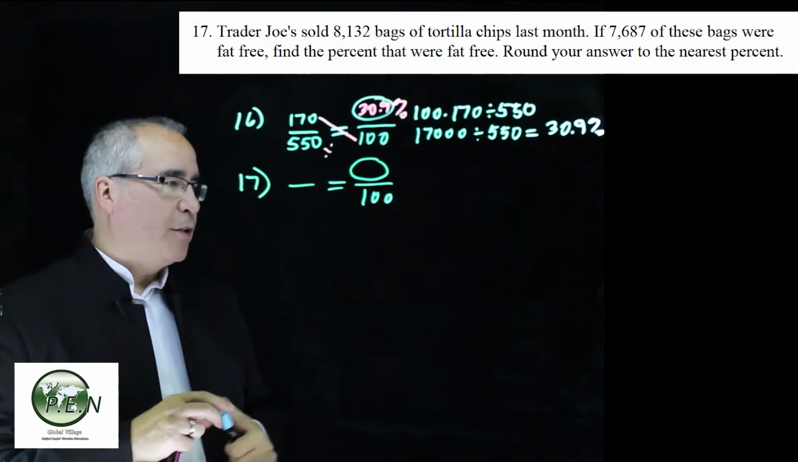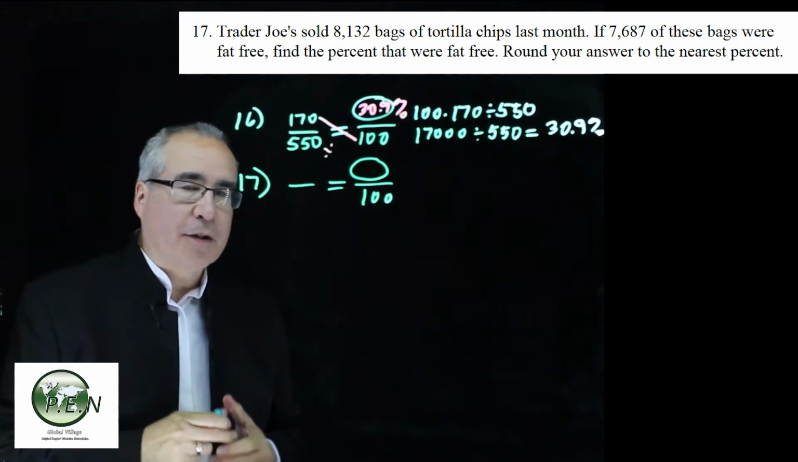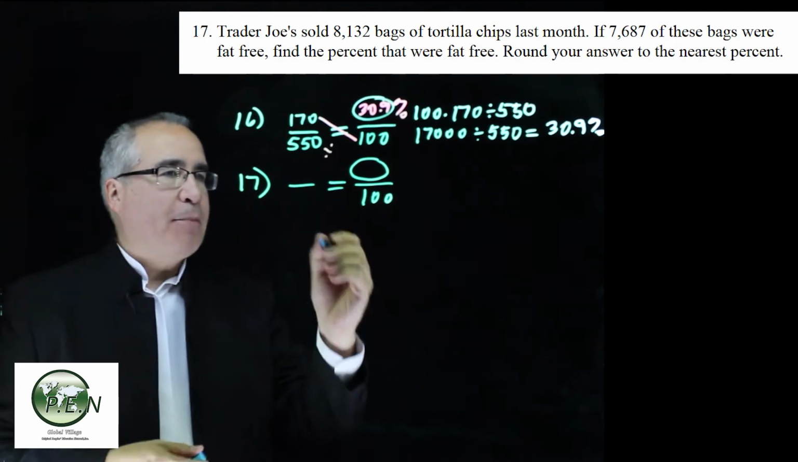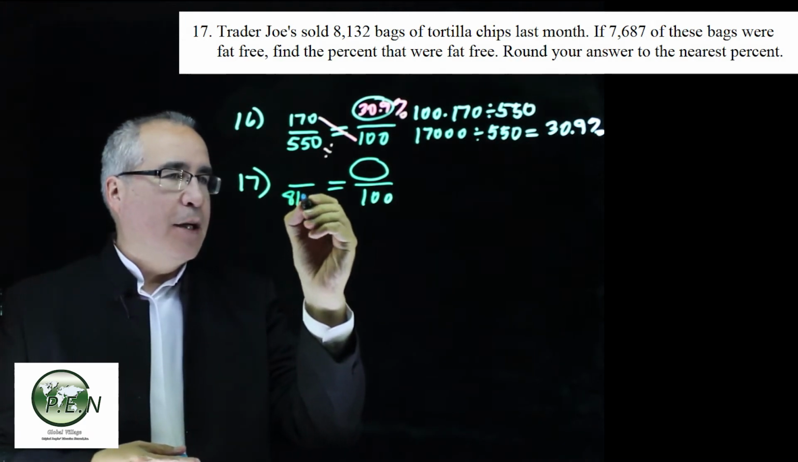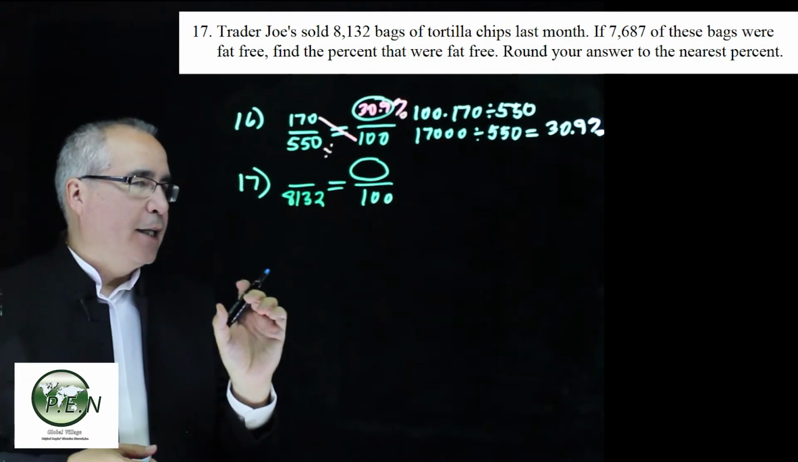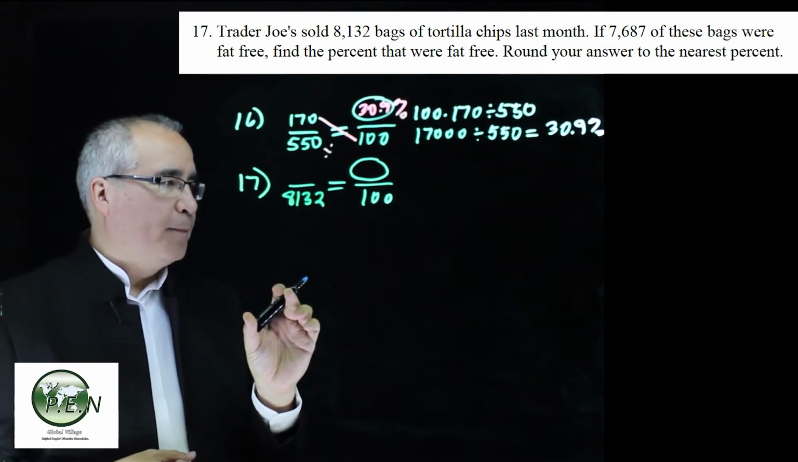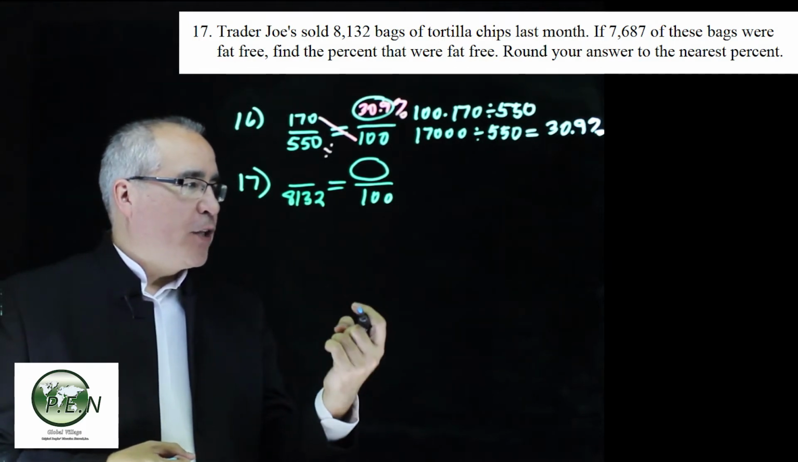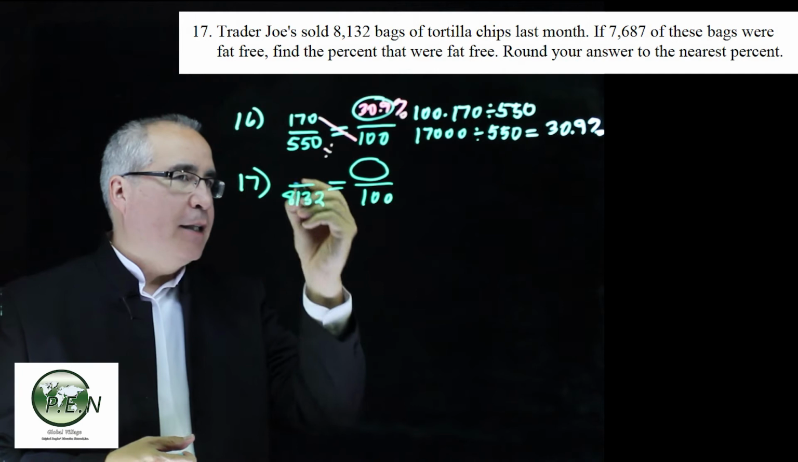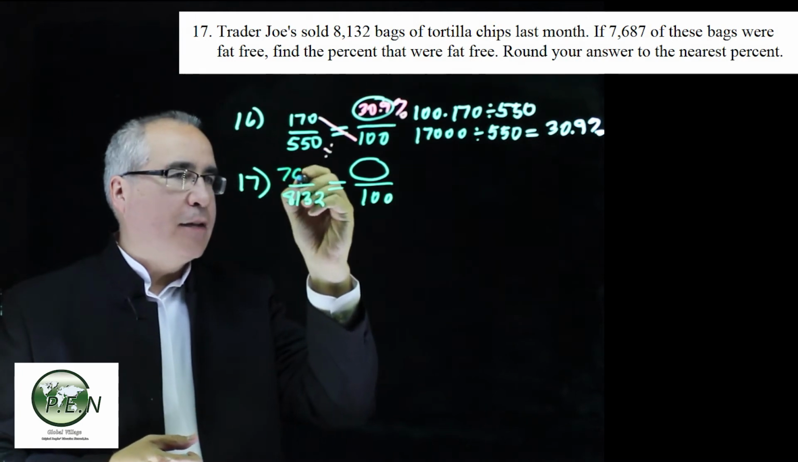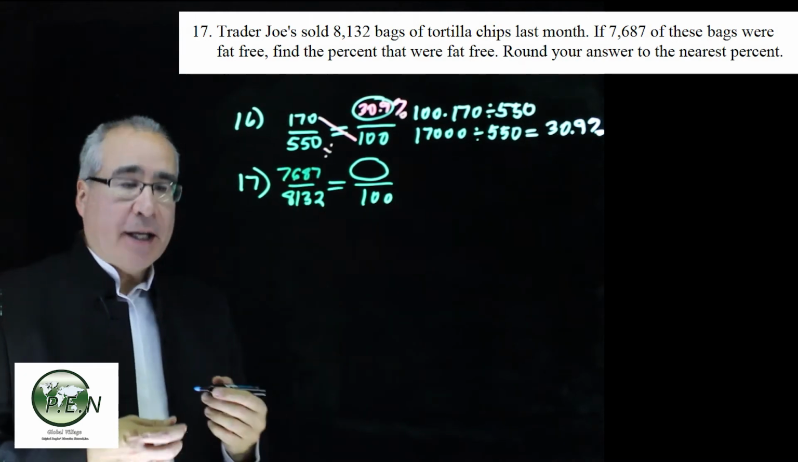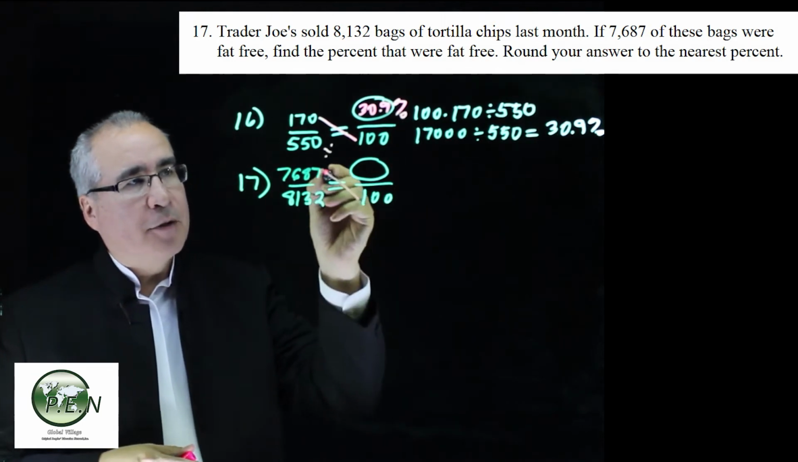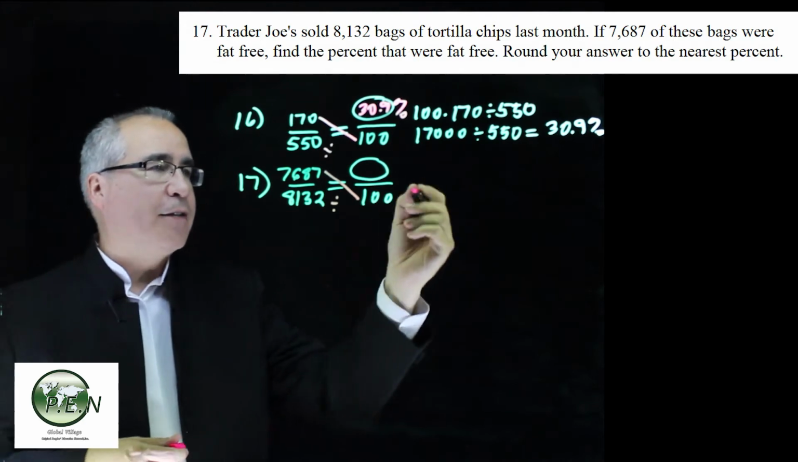So now, Trader Joe's, they sold 8,132 bags. That was their total sales. So that portion, the 8132, is the whole. We don't have the words is and of in here. But what's the part? Well, some of those bags were fat-free. How many? 7,687. A lot of fat-free bags. Exactly how many percent? Well, cross multiply, divide, and we'll have our answer.